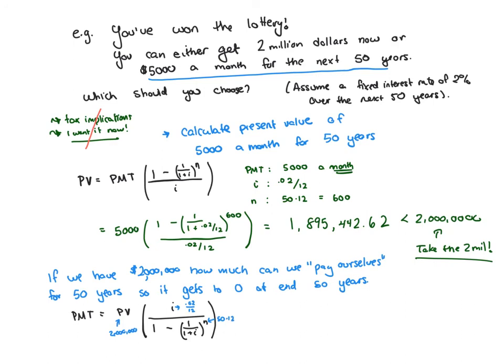So again, we can put all of those pieces into Desmos for our other formula. So we've got 2 million for the present value. The I and the N stay the same as before. And we find that if we have that $2 million, we can take payments of $5,275.81 per month. So again, we can also see that that's higher than the 5,000. So there's two different approaches to this problem.